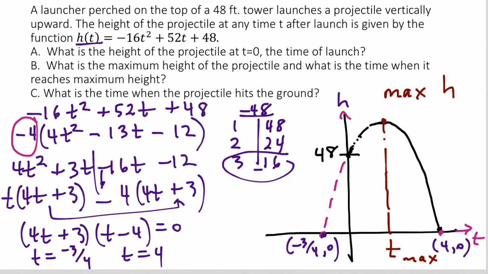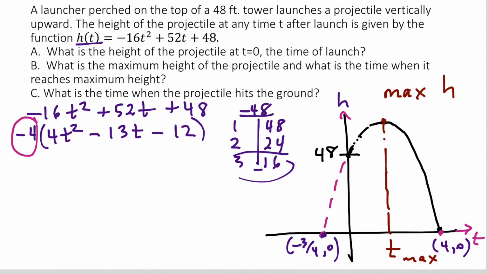and 4. Before I go on, I just want to mention when you've got x-intercepts, this leading coefficient here does not change your x-intercept. It just changes the shape of your parabola. It's still going to have the same x-intercepts. So I'm going to find the average of negative 3/4 and 4, and that's going to give me my axis of symmetry value, my t max.